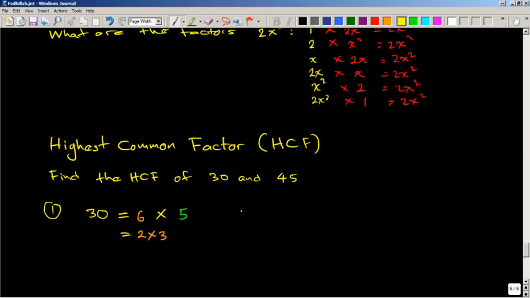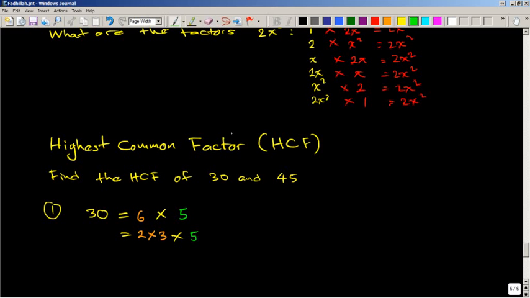2 times 3 is 6, and then you multiply with 5. So there are at least 3 factors of 30. Of course, you do not put 1 and 30. We leave 1 and 30 behind. We just put 2, 3, and 5.